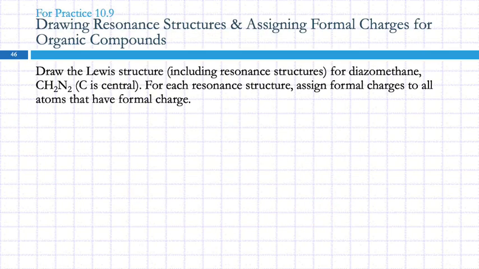Okay, drawing resonance structures and assigning formal charges for organic compounds. Draw the Lewis structure, including resonance structures for diazomethane, CH2N2, C is central. For each resonance structure, assign formal charges to all atoms that have formal charges. Okay, so they told us the carbon's in the middle.